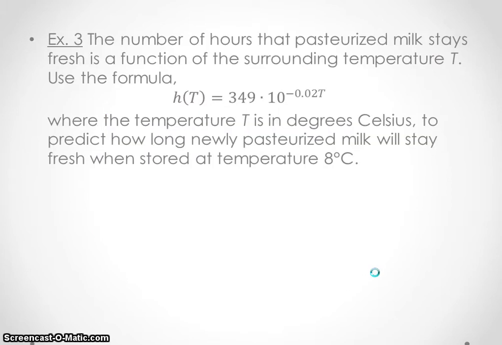Example 3. The number of hours that pasteurized milk stays fresh is a function of the surrounding temperature T. Use the formula. Okay, so they give us a formula here. H of T equals 349 times 10 to the negative 0.02 T power. So we're in scientific notation here, but we also have an exponent here that is negative and has a variable in it. And they tell you where the temperature is going to be. T is in degrees Celsius.